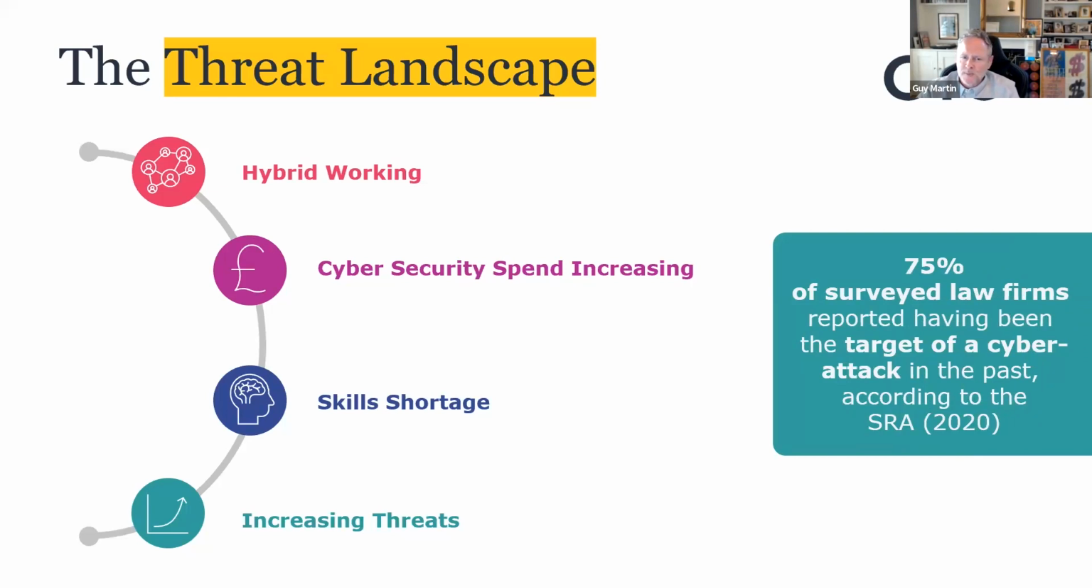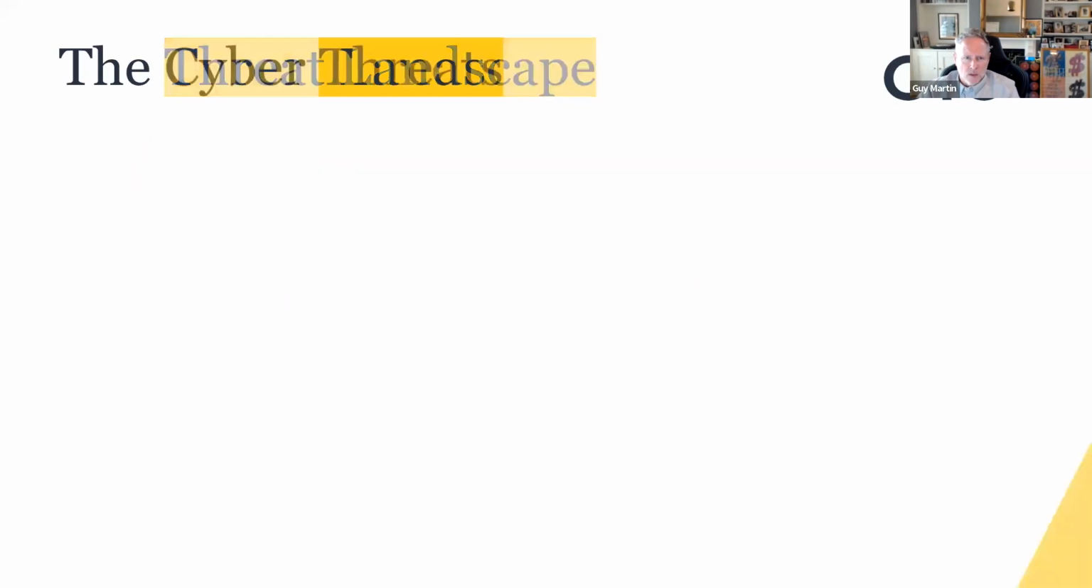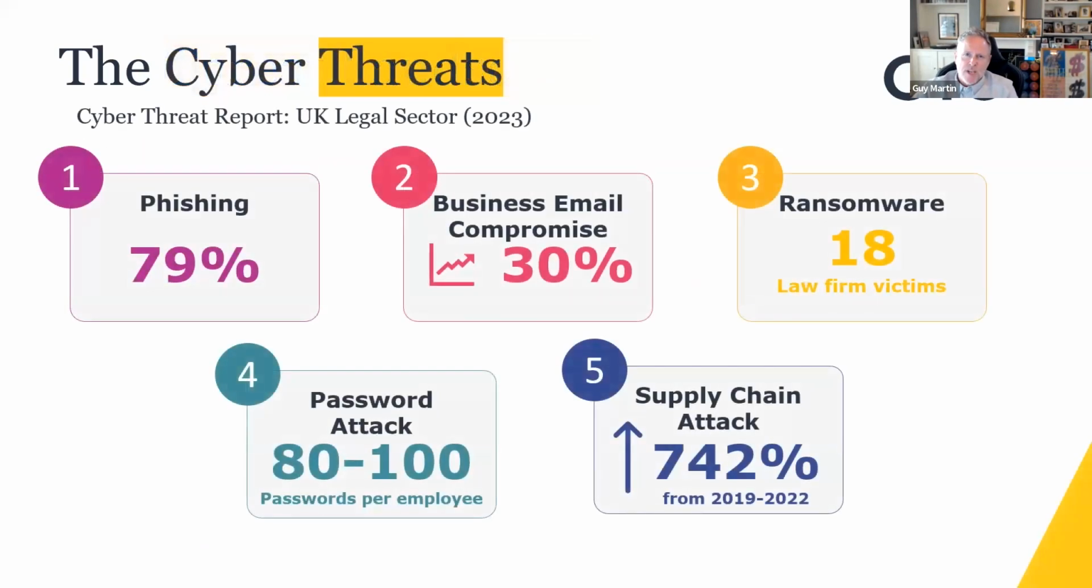And lots of firms don't believe they're going to be a target. However, 75% of surveyed law firms reported having been a target of a cybercrime in the last 12 months. That's according to the SRA. The Cyber Breaches Survey 2023 reported that of the 48% of UK businesses that identified an attack, the most common threat vector was a phishing attempt, at 79%.